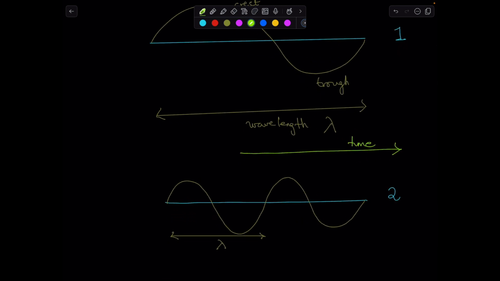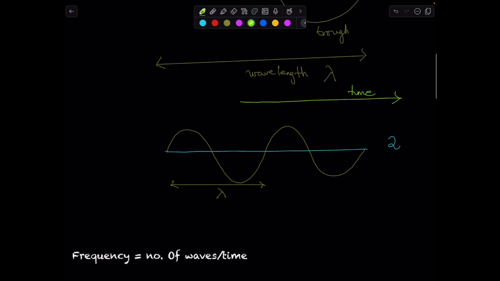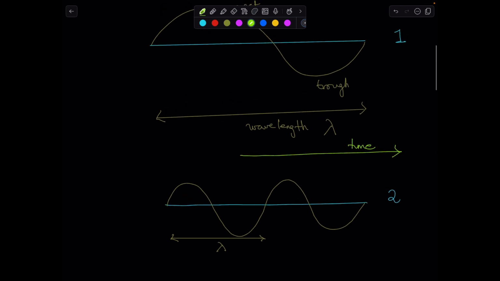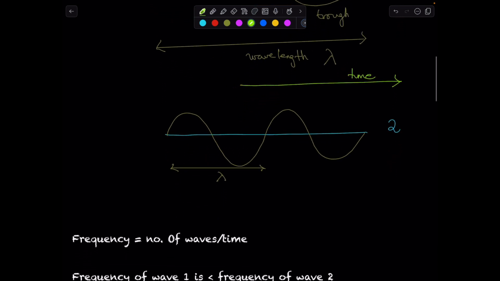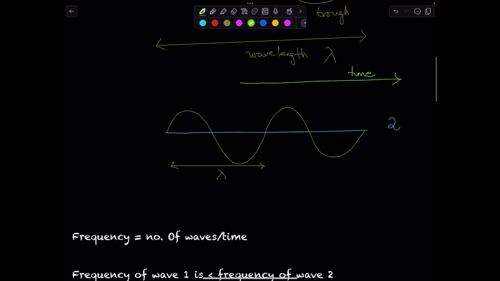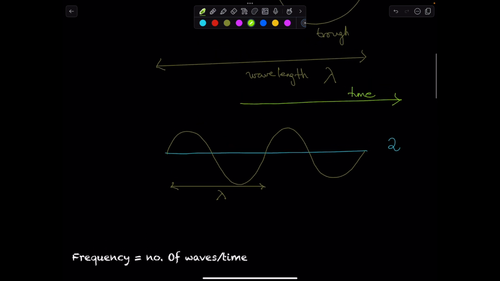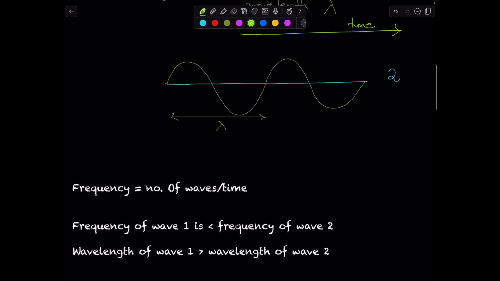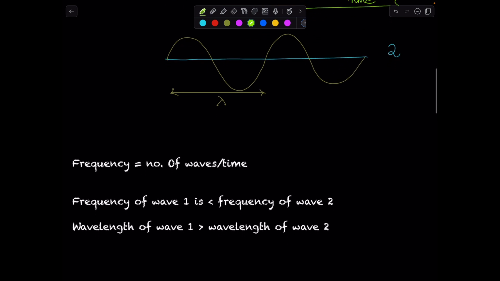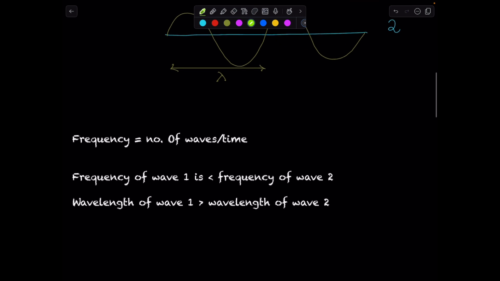Frequency is the number of waves per unit time. So in this case, the frequency of wave 1 is less than the frequency of wave 2. But the wavelength of wave 1 is greater than the wavelength of wave 2. So wavelength and frequency are inversely proportional. Frequency is given by the symbol nu.